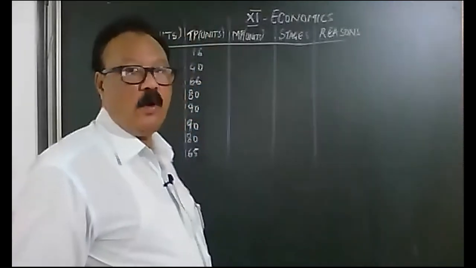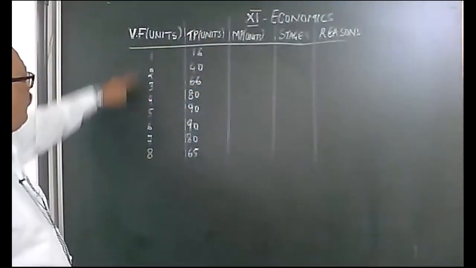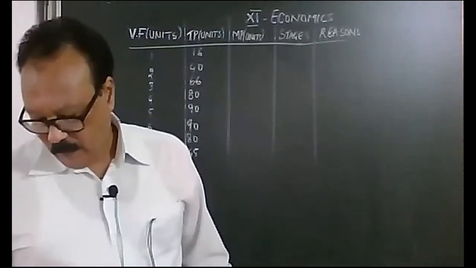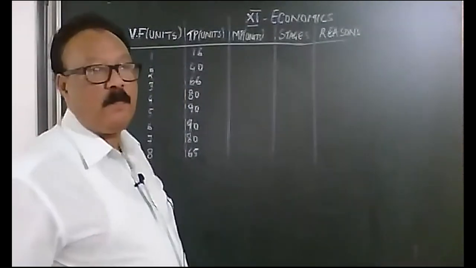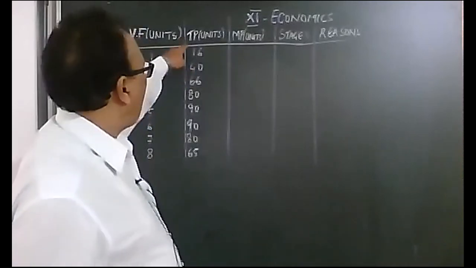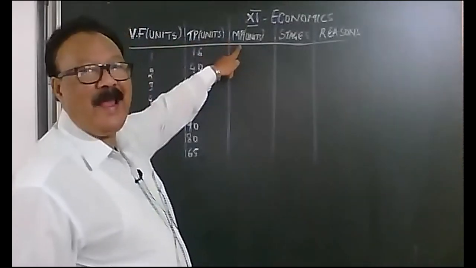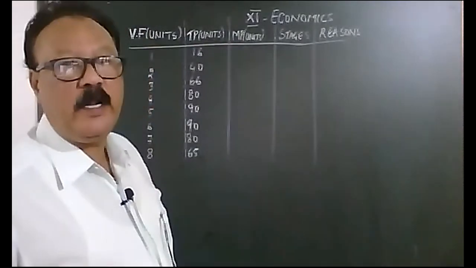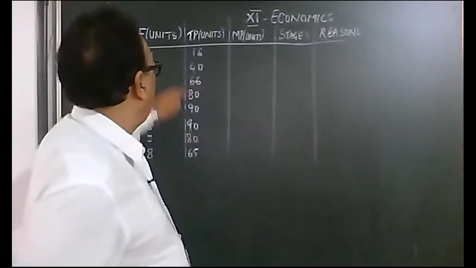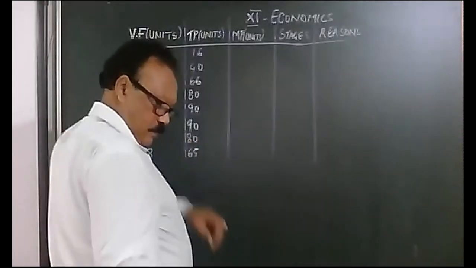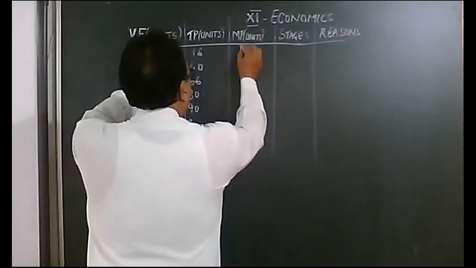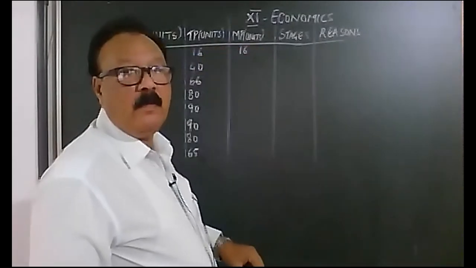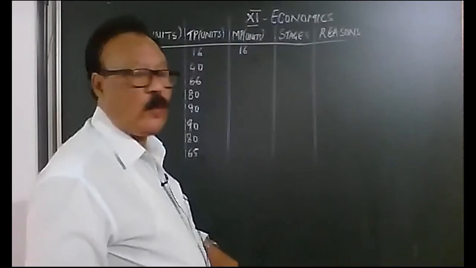Now if you look on the board, the same thing is given, the variable factor and the TP. We have to find out the phases of the law of variable proportions. Since we have TP, we have to find MP because the law of variable proportions is in relation with TP and MP. So TP will be 16. What is the formula for calculating MP? TPn minus TPn minus 1.